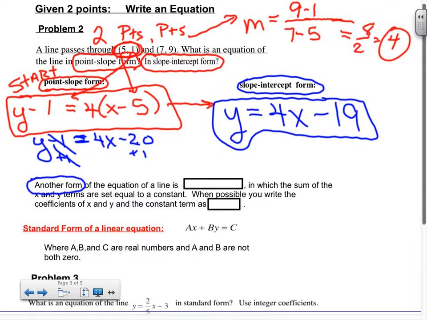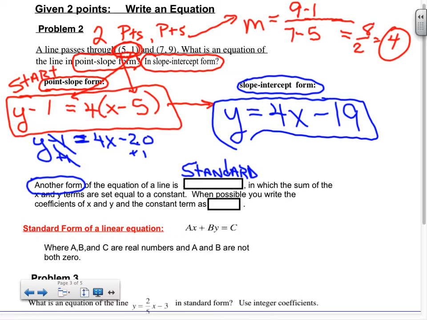and I think I can move that box. I just can't get my, no, it's not moving. Okay, fine, it's not moving. I'll just put the word right here. The other form is called standard.